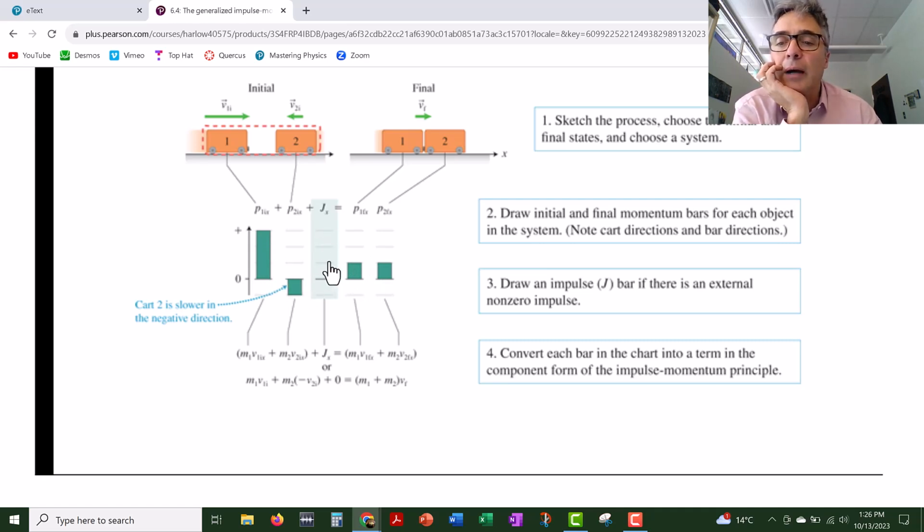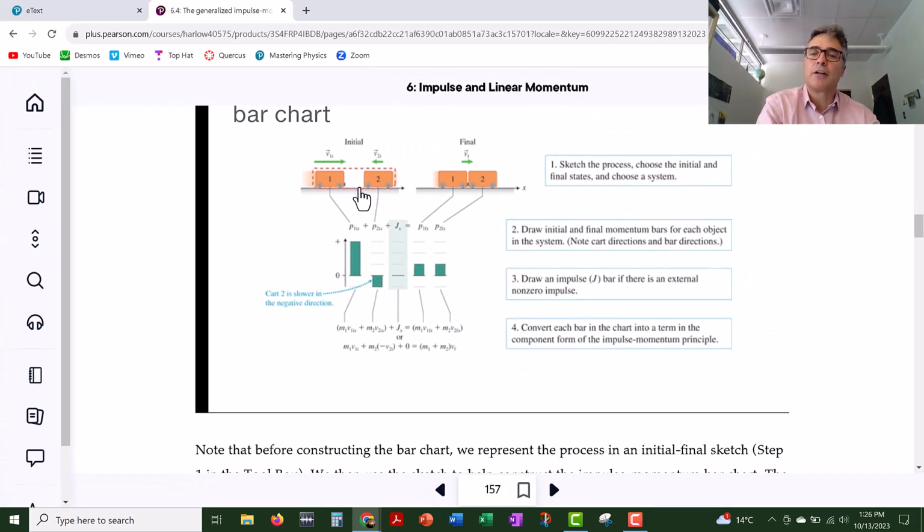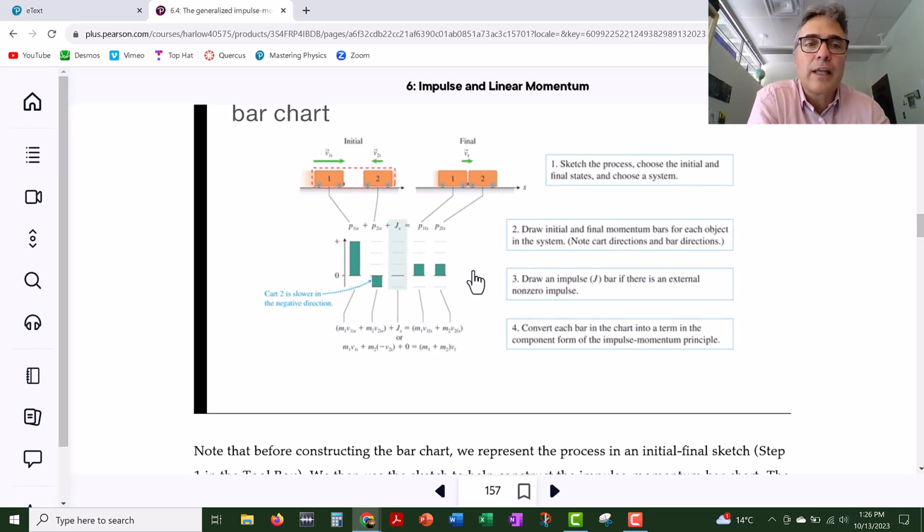That's like 2 up, and those get split between the two carts. What you're doing with that momentum bar chart is representing two carts. One's moving faster to the right than this one is moving to the left. When they collide and stick together, they both end up moving to the left a little bit.